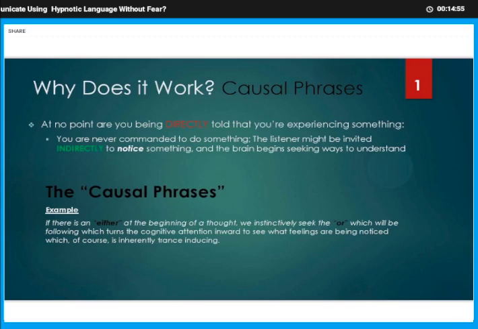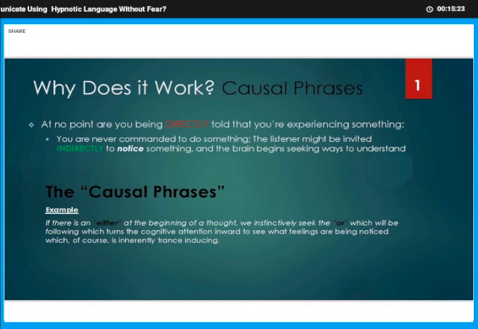And why does this work? Well, because at no point during that indirect hypnotic language pattern are you being told directly what to experience. You're never commanded to do something. The listener is invited indirectly to notice something, and the brain begins seeking ways to make that connection, to comprehend that. And it's looking for causal phrases in there.